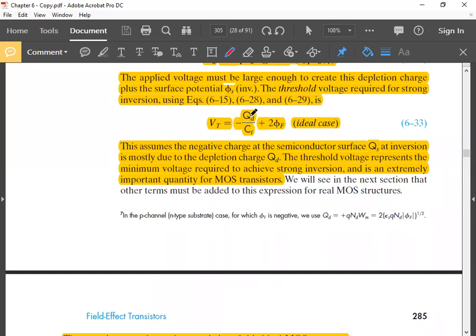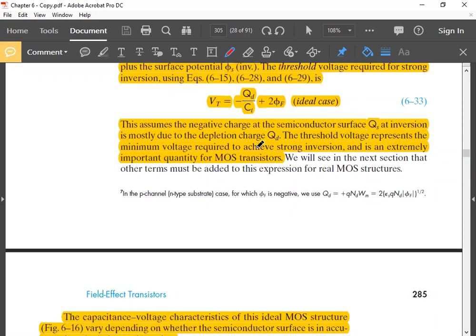For P channel MOSFET, Qd is positive because in the depletion layer there are positively ionized donor atoms. So Qd is positive, so minus Qd by Ci is negative, and phi f is also negative because phi f is Ei minus Ef. For P channel MOSFET, the substrate is N type. So for N type substrate, Ei minus Ef is negative. Ef is actually higher than Ei. So both of these two terms are negative. So Vt is negative, right?